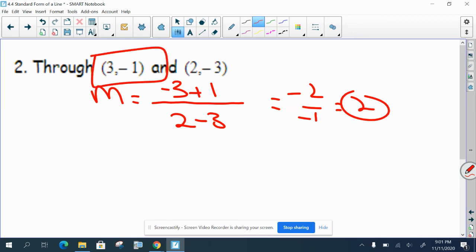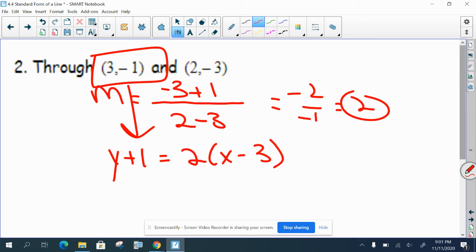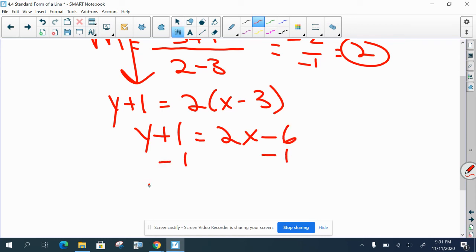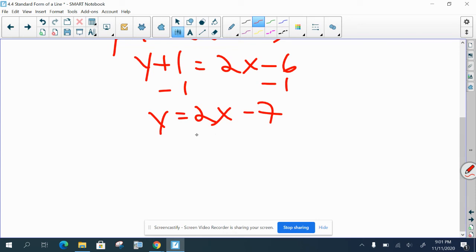I'm going to choose this as my point. So we'll do y minus the y, which is -1. So y plus 1 is 2 times x minus 3. And then convert that to standard form. So we'll distribute the 2, subtract the 1, and this would turn out to be -7. And then we'll have to subtract the 2x over. So it'll be -2x plus y equals -7.